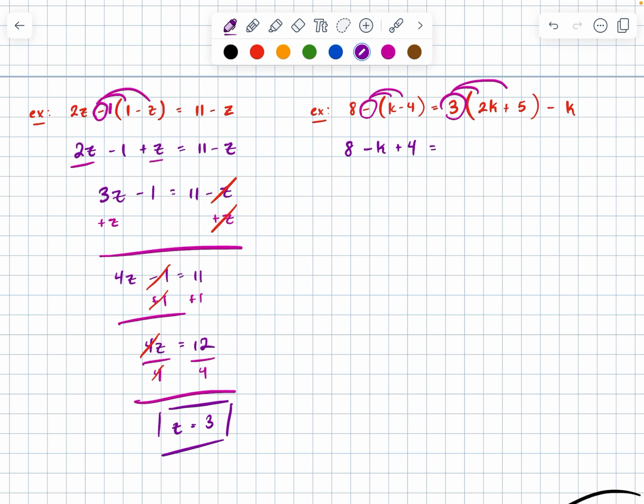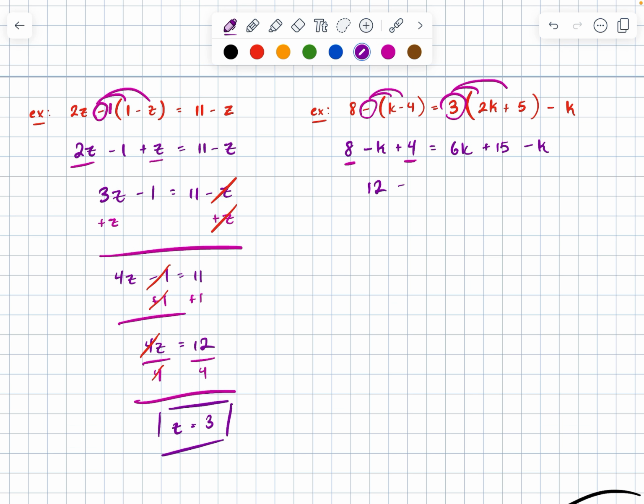And then I've got 3 parentheses 2k plus 5. We'll distribute my 3 here. 3 times 2k, that's 6k. 3 times 5, that's 15. And then I'll bring down my minus k here. And now again, I'm in familiar territory. I've got some like terms I can combine.